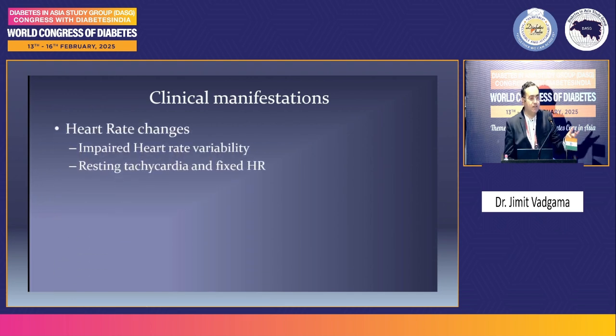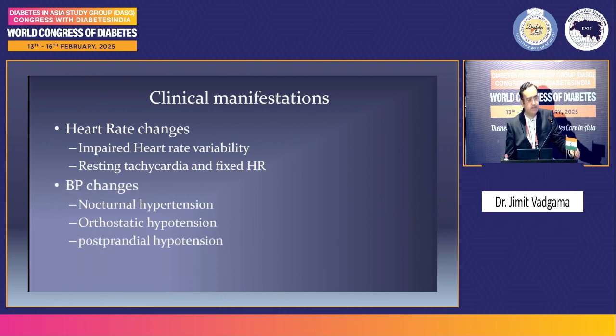In simple words, heart rate variability, we will be discussing. There is resting tachycardia, and in later stages, there is what we call a fixed heart rate. The patient's heart rate doesn't change, with very negligible changes in the later or advanced stages. Blood pressure changes, we know there are non-dippers. You must have heard the word non-dippers, with blood pressure monitoring and 24-hour ambulatory BP monitoring.